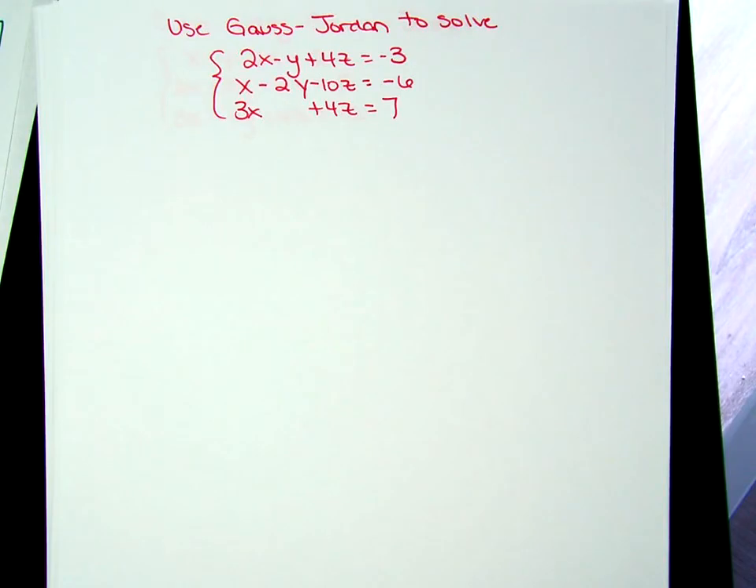Okay, so we're going to start with Gauss-Jordan. This is the same system that we did Gauss elimination. So I'm going to write our last matrix under here so that we know where we're starting from. This is our echelon form matrix that we were able to get to.